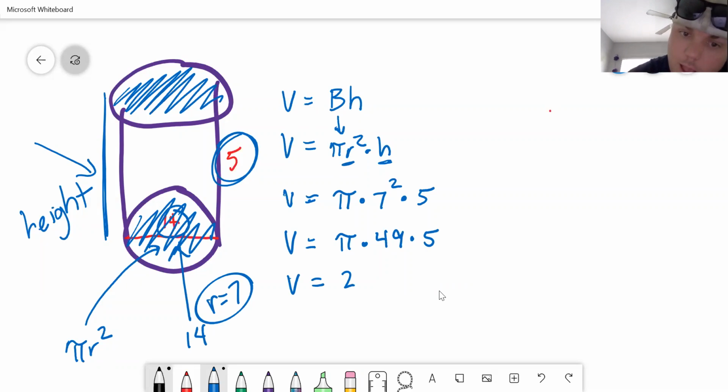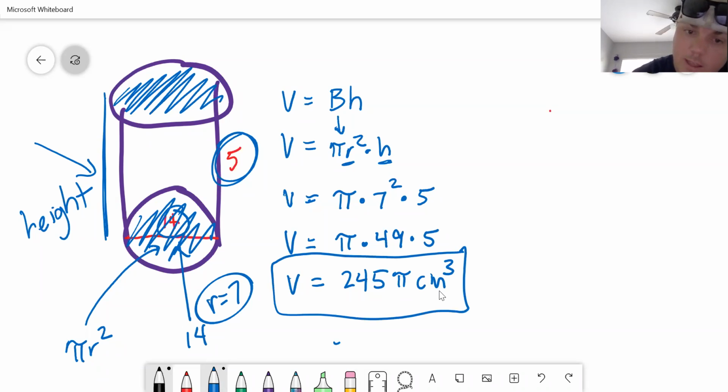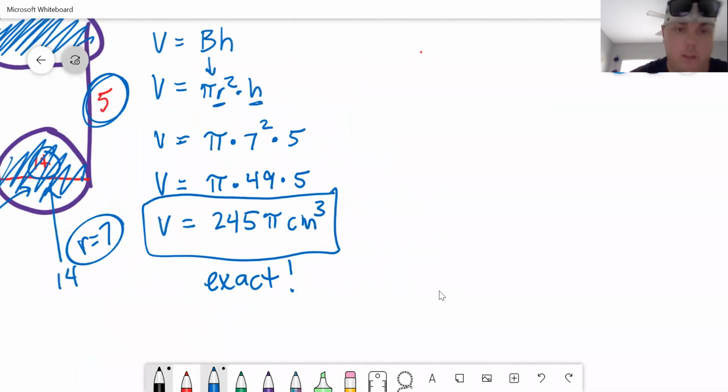So 245 times pi, I'm going to say 245. Whoops, I forgot my pi. So 245 pi inches cubed is the exact volume. Now, oftentimes they say round your answer to the 10th place or round your answer to the 100th place. In this case, I believe Delta Math said the 10th place. So I'm just going to punch this into my calculator to get an approximate. We just grab our calculators and go ahead, 245 times pi, punch that in.